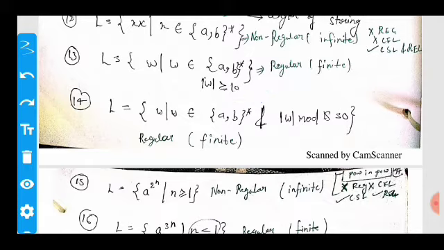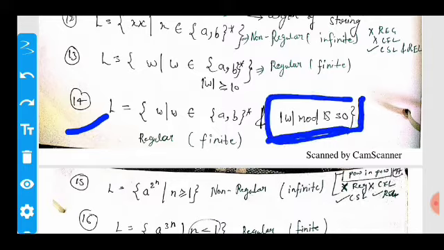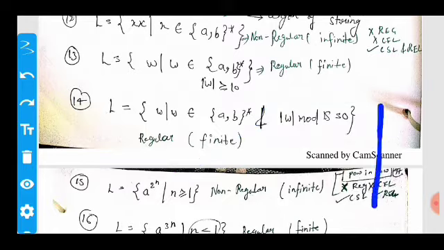Question number 14. L equal to w such that w belongs to {a, b} star and mod w is 15 equal to 0. So here the condition is also finite, so it is also a regular language. Now move on to the next questions.